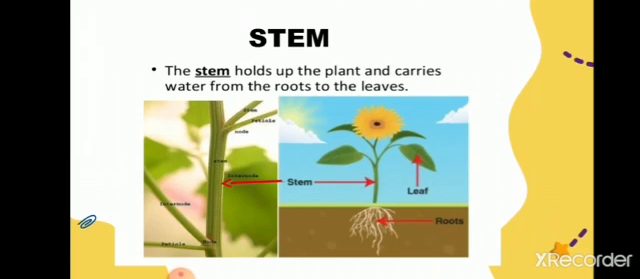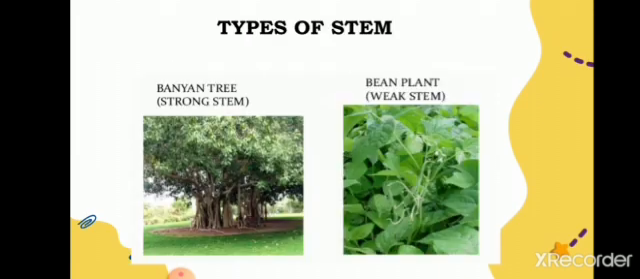Stem. When the root absorbs the water, where is it going? It is going to the stem. When the stem takes the water to the leaf, the leaf prepares the food. And when the food is prepared, the plant starts growing. So the stem is holding up the plant and carrying the water to the leaf.